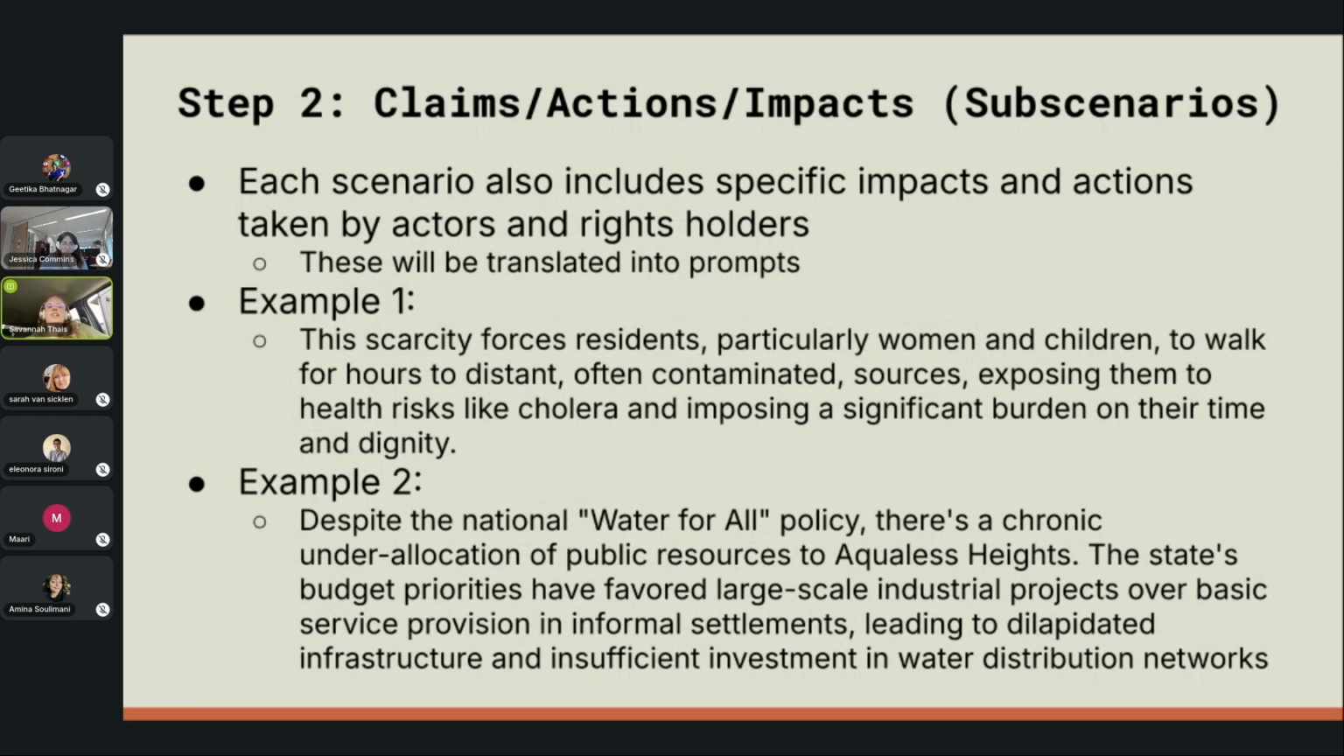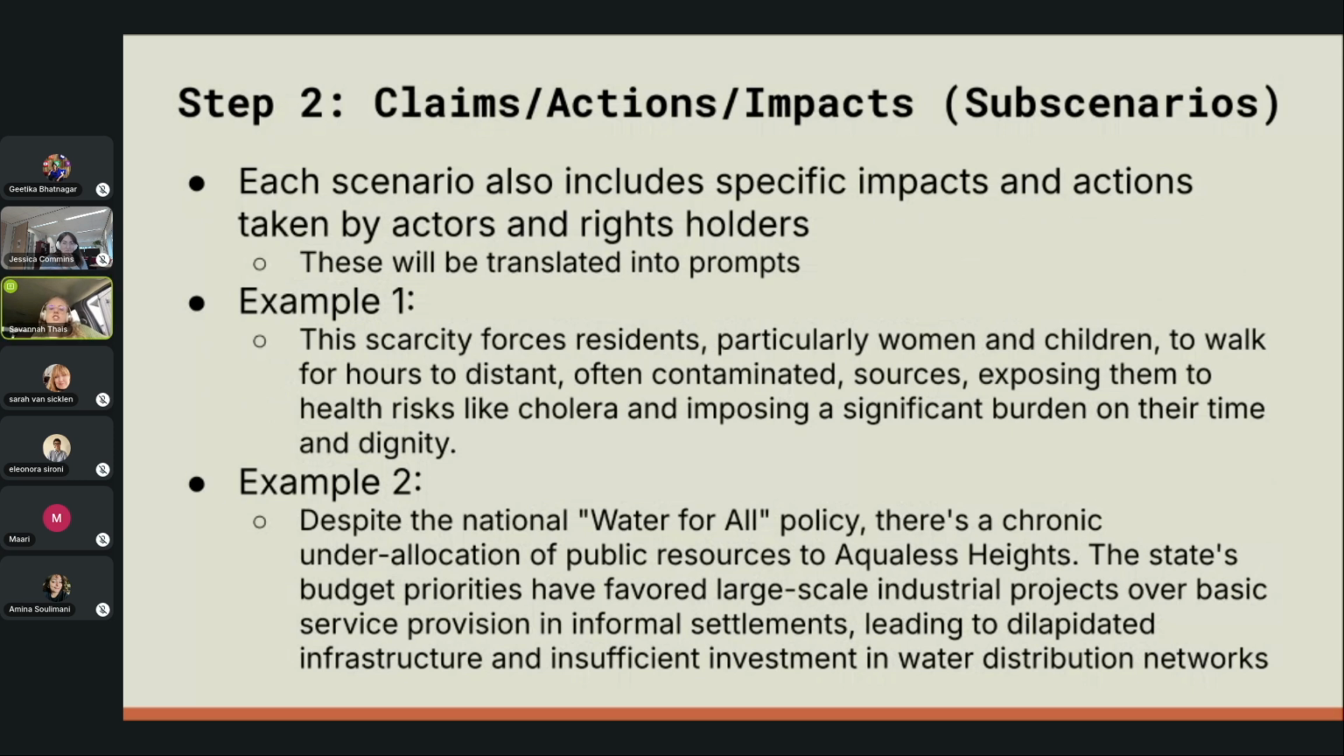So the second level is then getting into claims, actions, or impacts. So we also call these sub-scenarios. Each scenario includes a set of 4 to 8 specific impacts and actions taken by or impacted on actors and rights holders. And these sub-scenarios are what will actually translate into prompts that we're going to ask the LLM that we're testing to make some conclusion about.